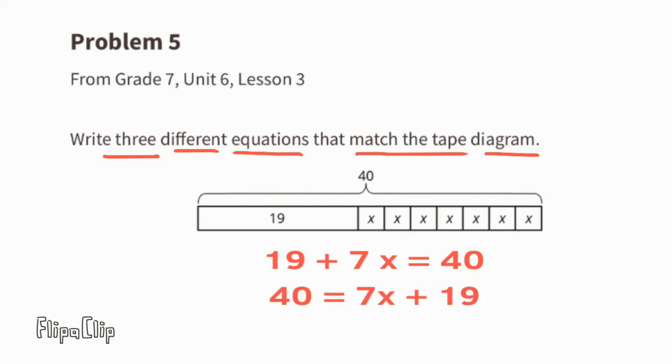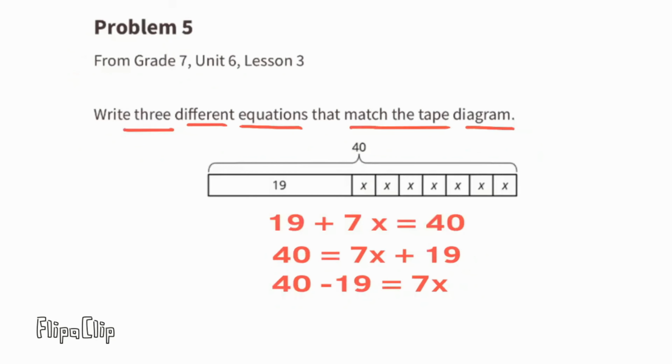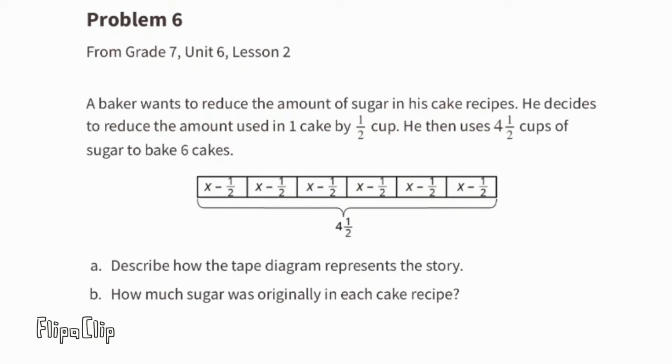We can rewrite that equation as 40 equals 7x plus 19. That also represents the tape diagram. And we can subtract 19 from each side of the equal sign to find another equation that matches the tape diagram. Problem number 6 from 7th grade, Unit 6, Lesson 2.